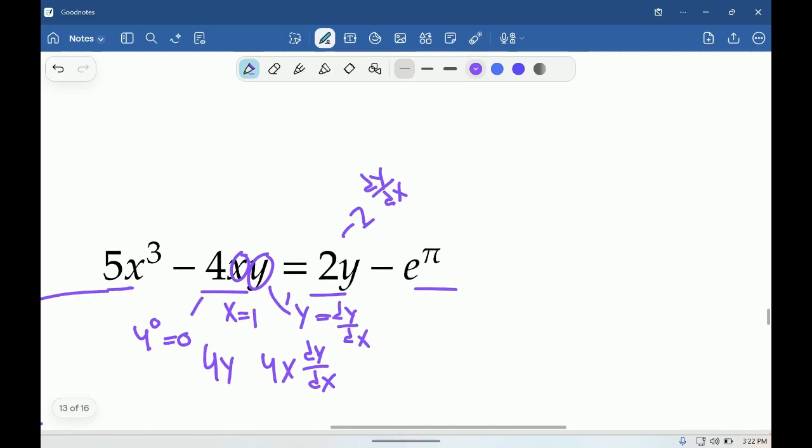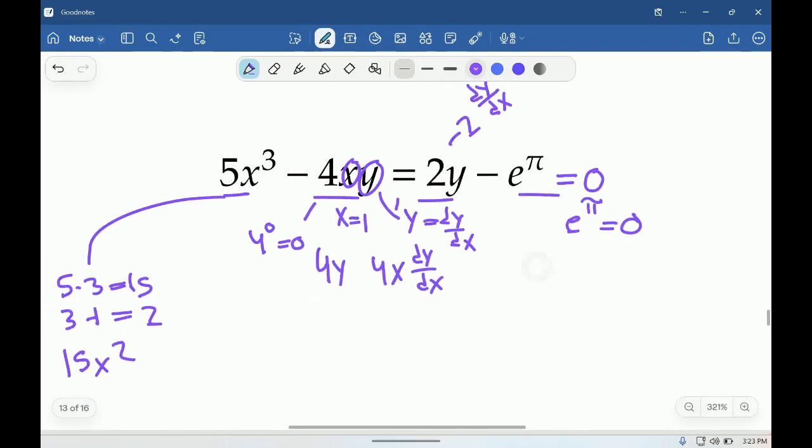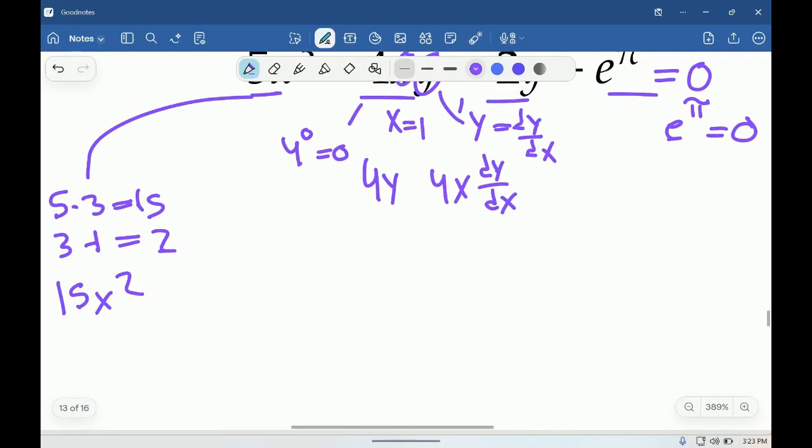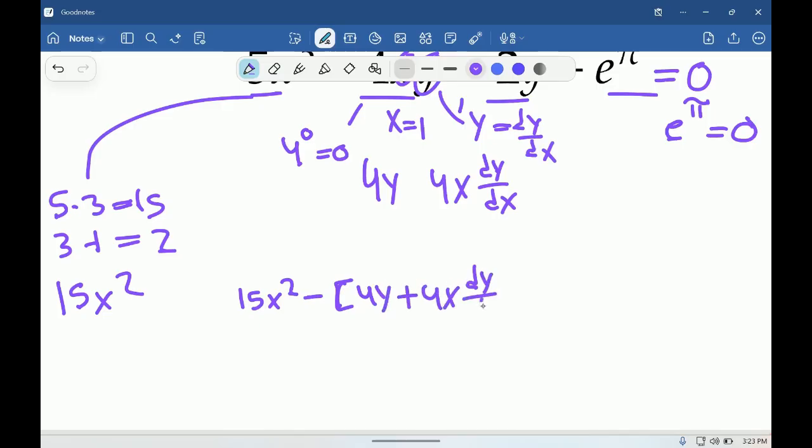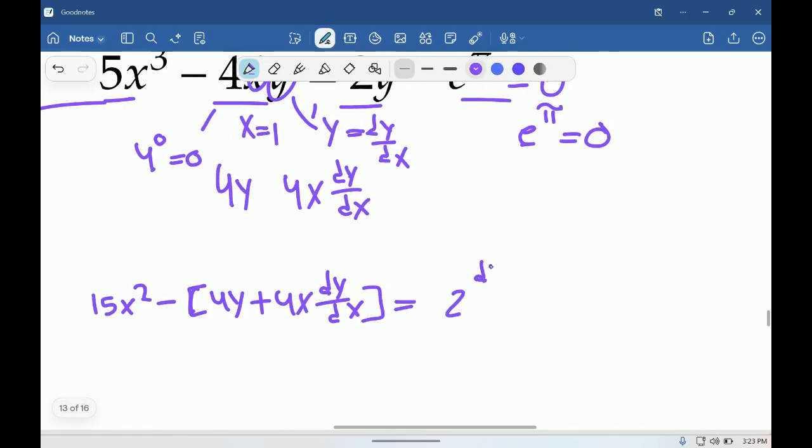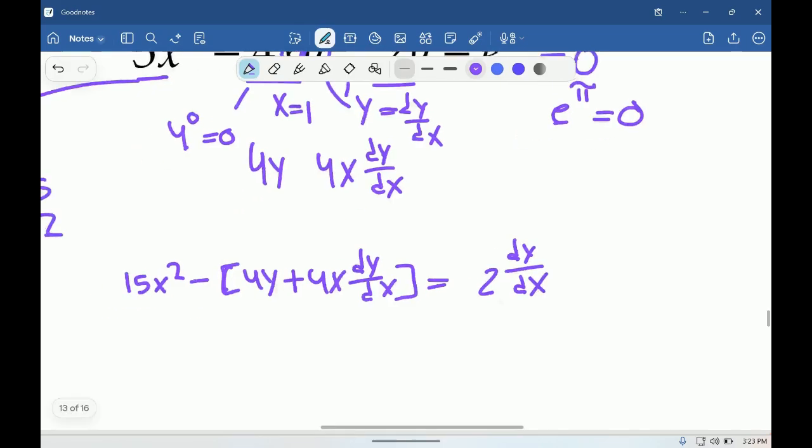Again, the derivative of y is dy/dx. And then for our last term, it's going to be 0 because e elevated to pi is going to be 0. Combining these together, it's going to look like this. 4y plus 4x dy/dx equals 2 dy/dx.